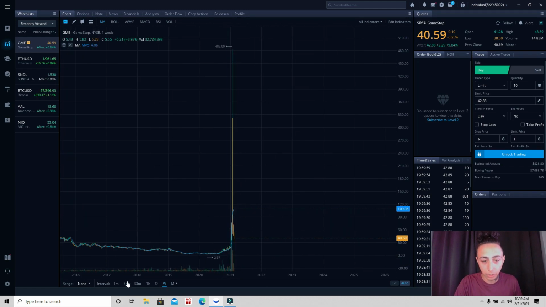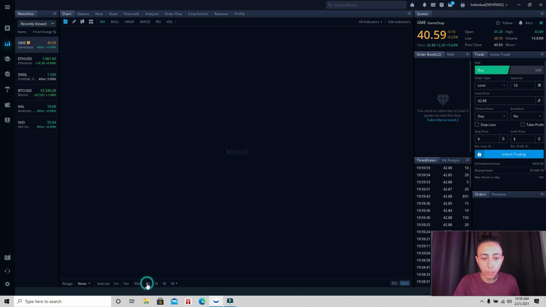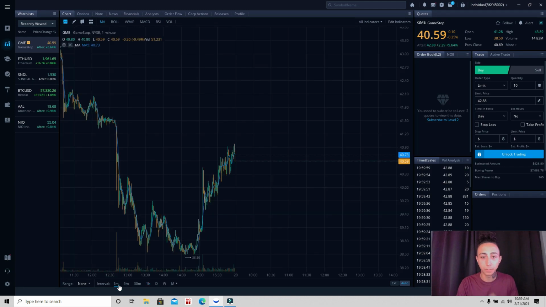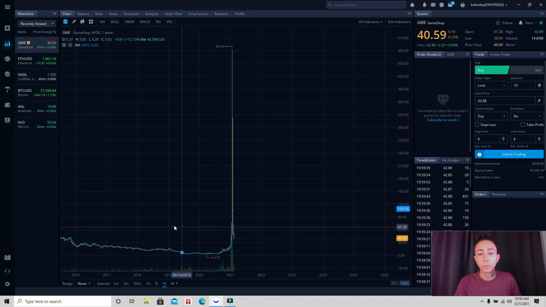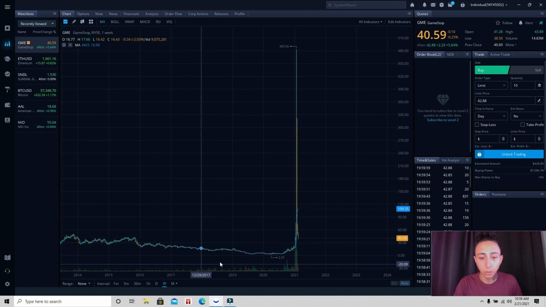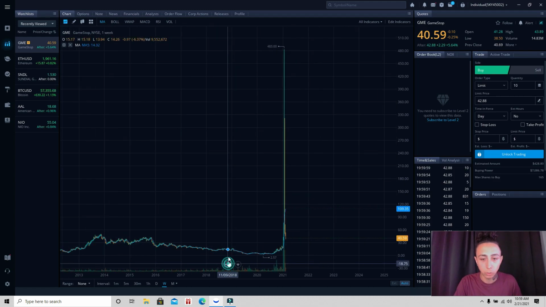So this is down here. We can change the intervals of the time frame analysis. This is the 1 week chart, and then over here is the daily, 1 hour, and then it goes all the way down to the 1 minute. So we're going to start with the weekly, and from here we'll zoom out as far as possible.